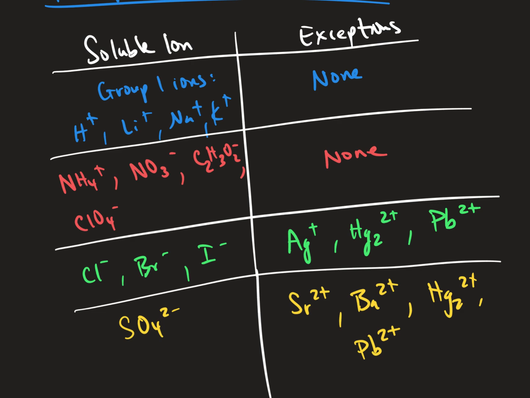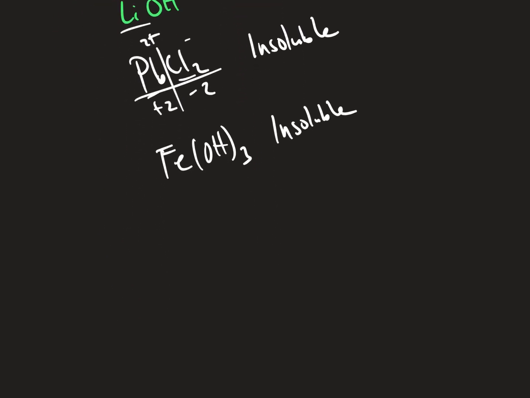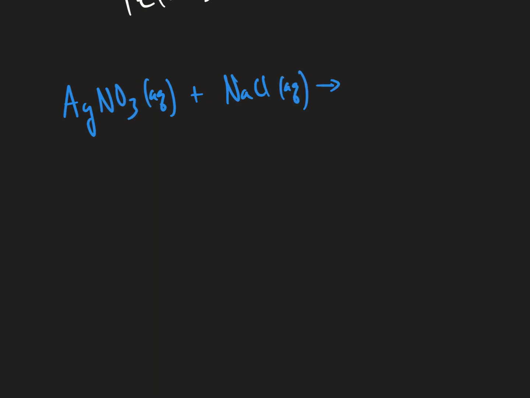Good? All right, let's do some examples of precipitation reactions. So let's try AgNO3, aqueous, plus sodium chloride, also aqueous. And we've got to figure out what it's going to make. Let's predict the products.